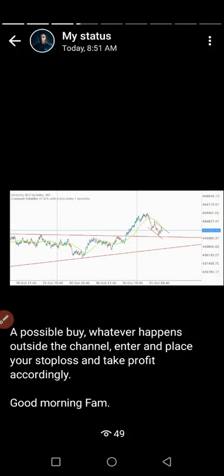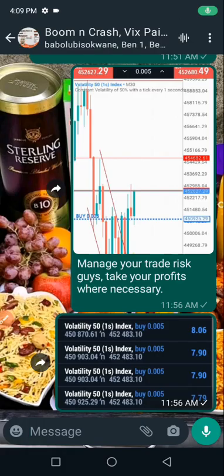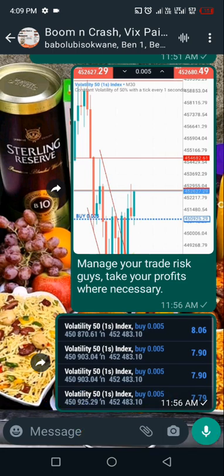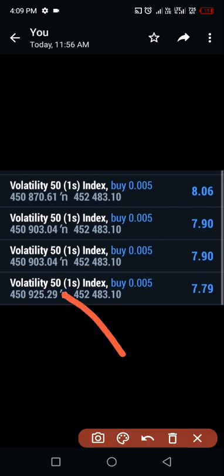As you can see, I gave this trade call at about 9 a.m. today, and we took profits from this particular trade. Let me show you the profits we made. As at this time here, we had already taken our profits from the market. I made about $30 from this particular market, VIX 50 1 second.